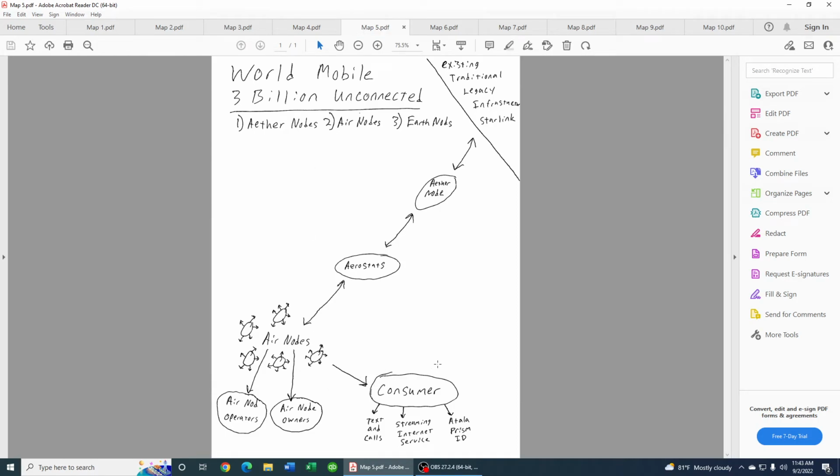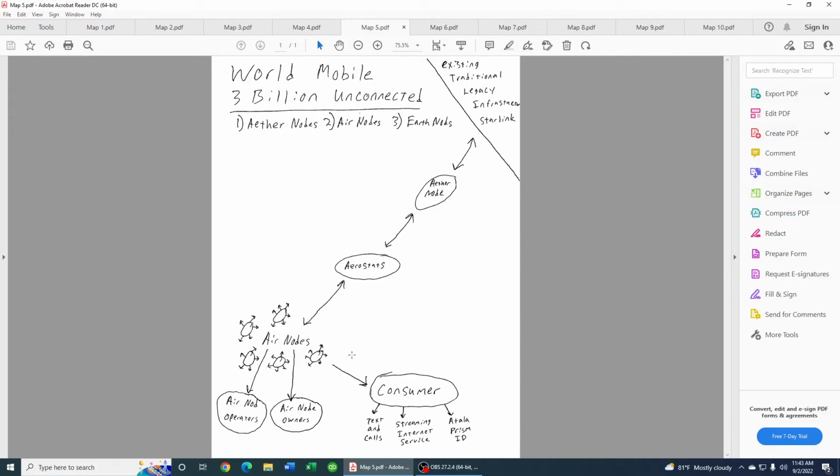The next thing is the consumer logs on. They have a cell phone, and when they get into contact with an air node, they can download the World Mobile app. They can purchase credits through the local store, and then make texts and calls and use streaming internet service.